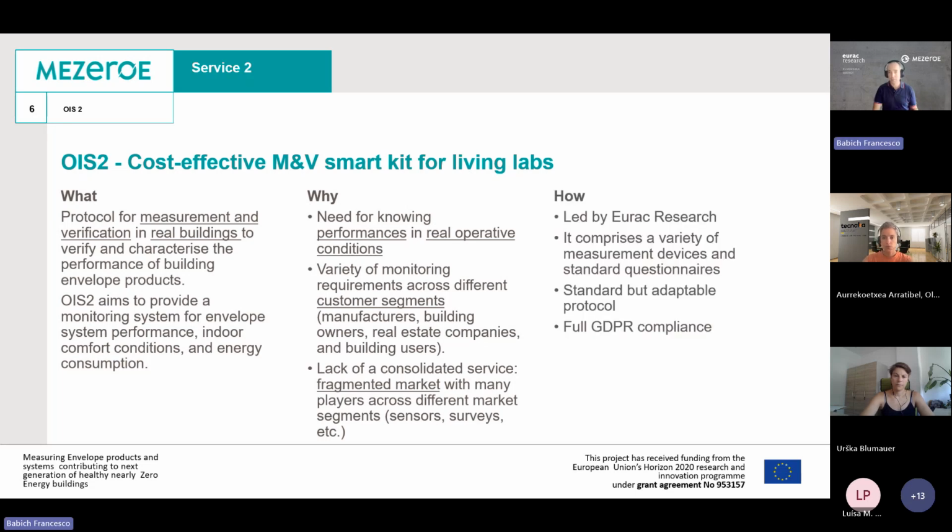In this case, the service is led by us, by our Research group. It comprises a different set of measurement devices and standard questionnaires. However, the word standard doesn't mean it's exactly always the same protocol. It means that on a larger pool of possibilities that are standardized, we can tailor the specific protocol to the specific case, which depends on the building and the technology to be evaluated. And for the part that involves also questionnaires to human participants and in general, any data that is connected to GDPR, the full OES2 is fully compliant with GDPR.